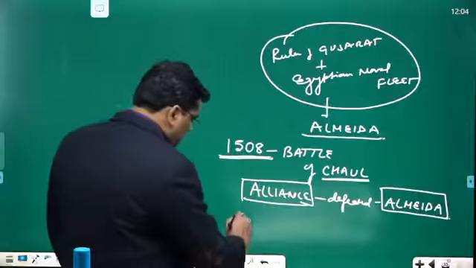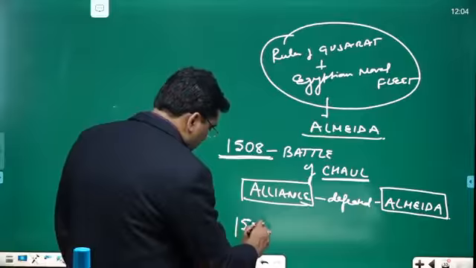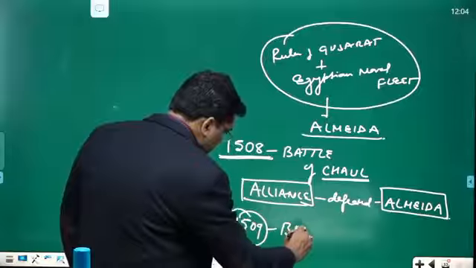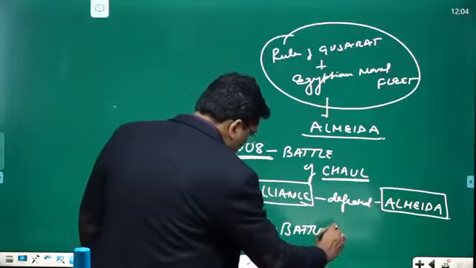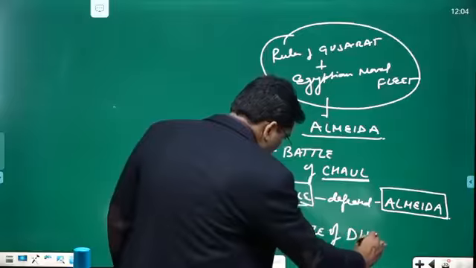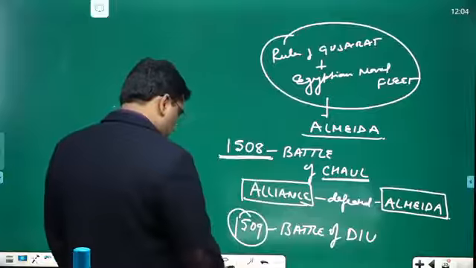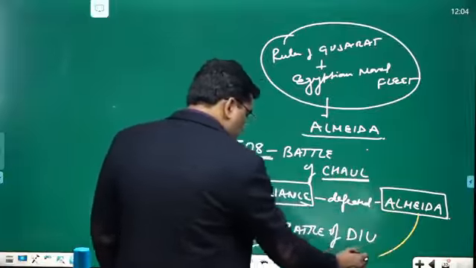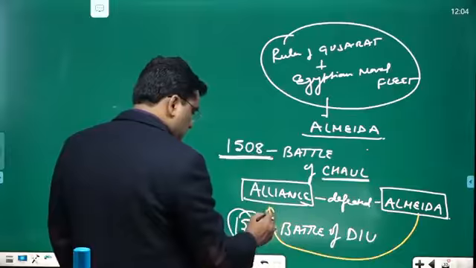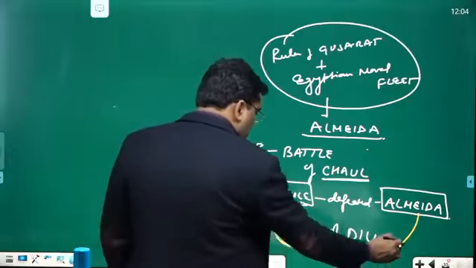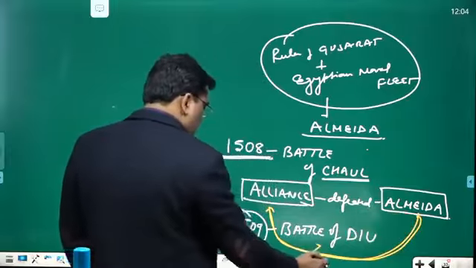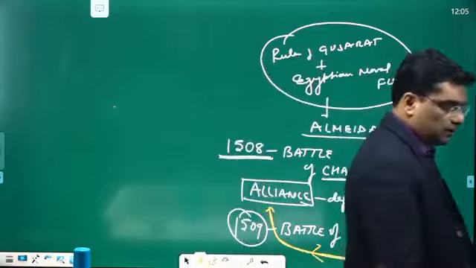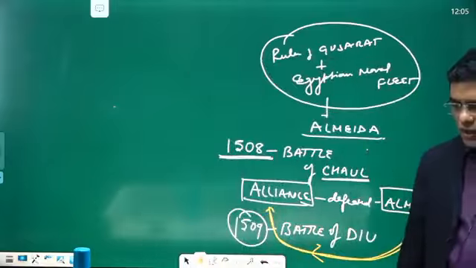But in 1509, Almeida bounced back. Battle of Diu. And this time, Almeida defeated the alliance. And this was a brilliant victory. After that, the Arabians had lost.